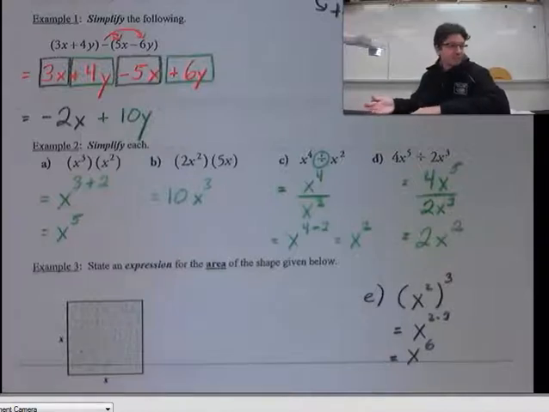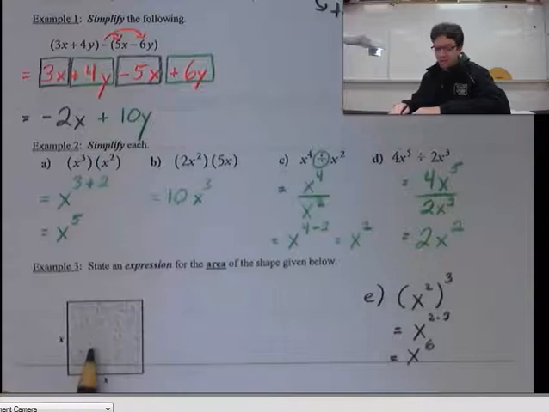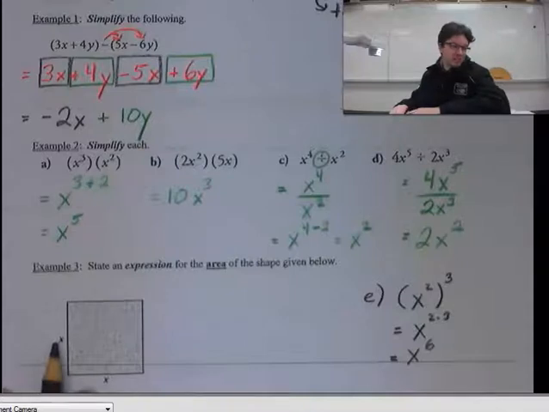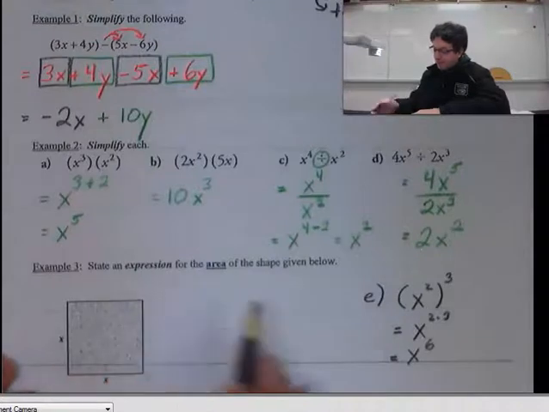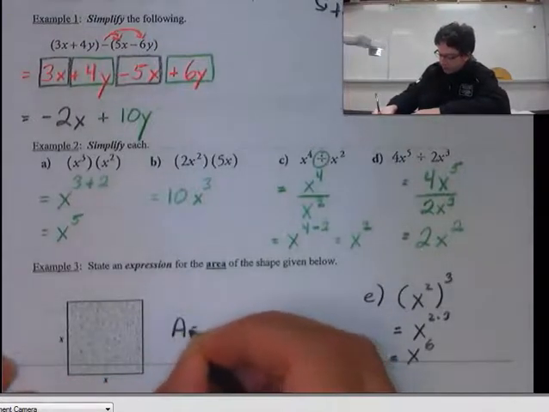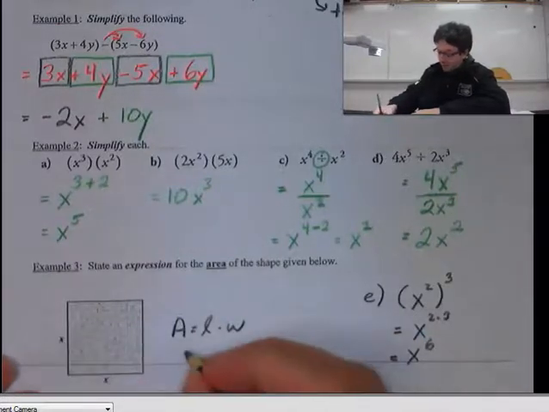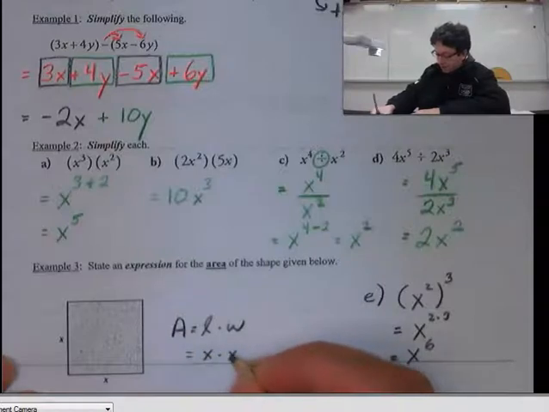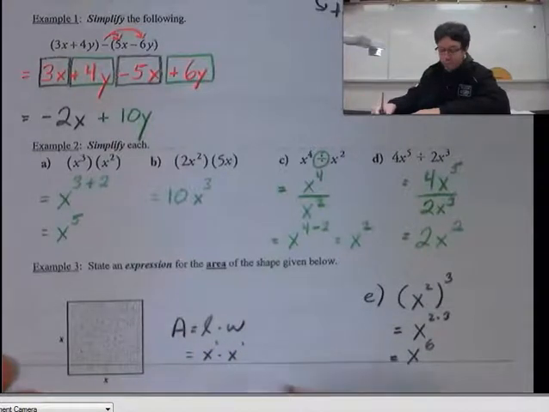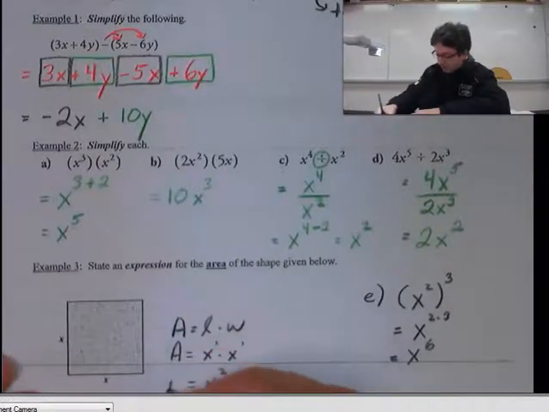Next thing that I would ask you to do sometimes is to look at an actual situation and come up with an expression or an equation. So in this case, we have a square where one side is x, because it's a square, all sides have the same length, x. And it says state an expression for the area. Well, the area, if you remember, is length times width. And since the length and width are both x, that's just x times x. They're each to the power of 1, so you add your exponents and you get x squared. So the area equals x squared.